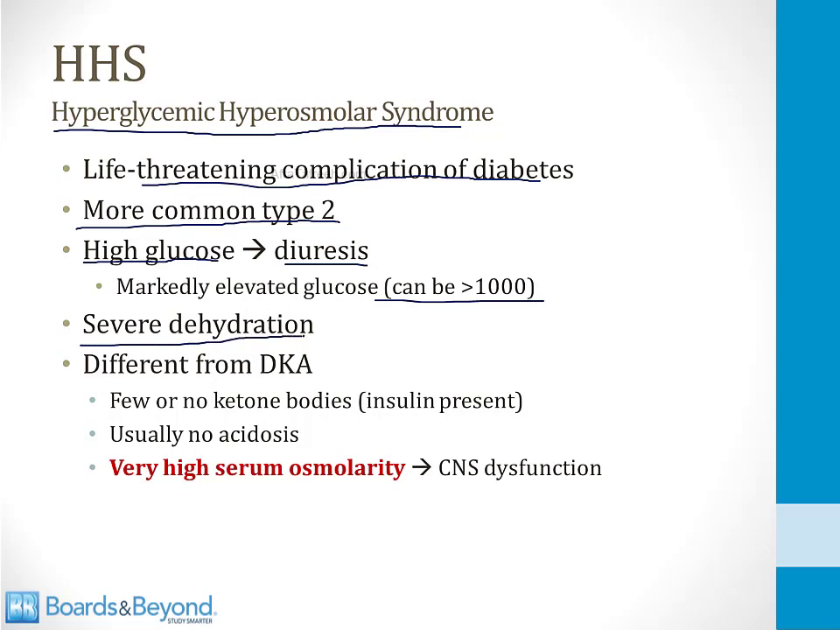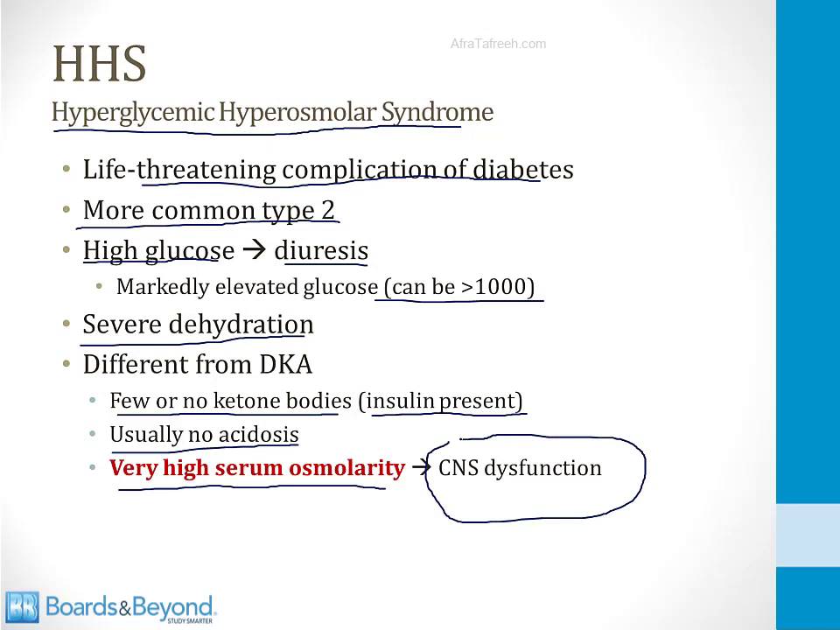There are a couple of differences from DKA that you should know about. First of all, there are usually few or no ketone bodies present, and the reason for this is because in type 2 diabetics, there is some insulin still present. There are some beta cells that are still functioning. Therefore, usually there's enough insulin around to prevent the formation of a significant number of ketone bodies. For this reason, there is usually no acidosis, so all the symptoms of acidosis we talked about before in DKA do not occur. What does happen in HHS is that the glucose level gets so high that there is very high serum osmolarity, and this can lead to CNS dysfunction, which is much more characteristic of HHS than DKA.